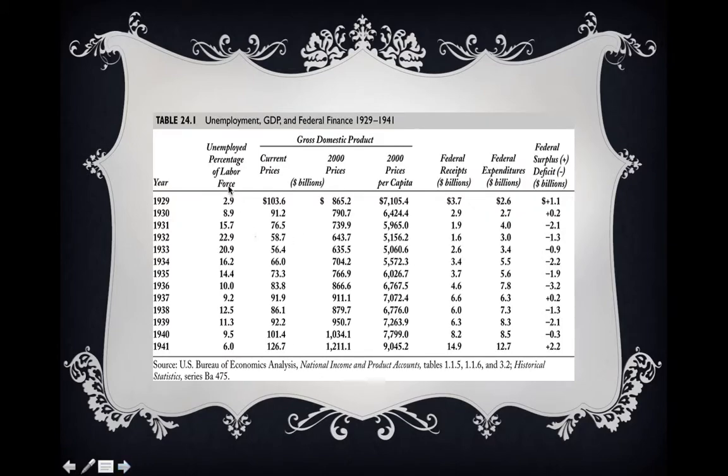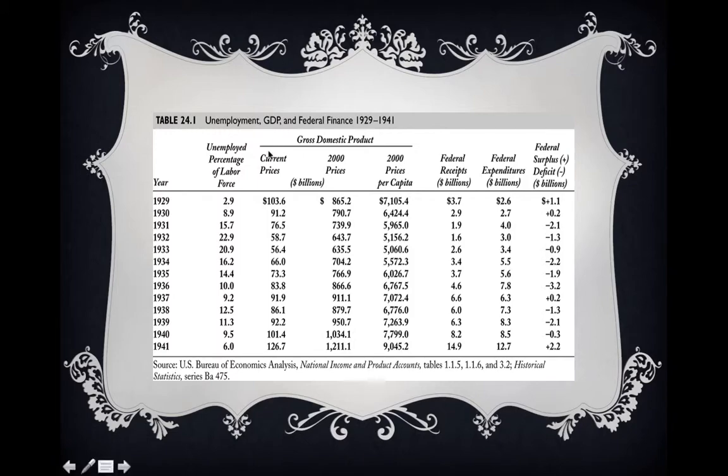So if we could take a look, here's the actual data that I was referring to. You could see, for example, the unemployment rate. What a dramatic increase from 29 to 30: 2.9% to 8.9%. 30 to 31: 8.9% to 16%. 32, 23%. All right. What do we see in nominal and real GDP?